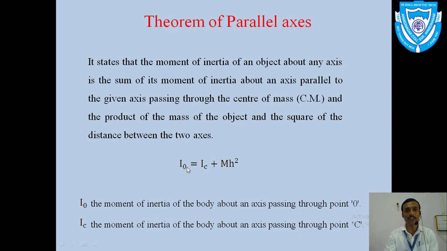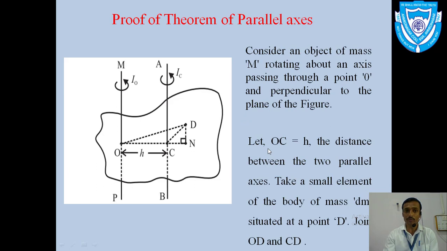IO, moment of inertia of a body about any axis, is equal to the sum of कशाचा सम आहे IC, that is the moment of inertia of the body about the axis passing through its center, and the product of कशाचा प्रोडक्ट आहे तर mass and the square of the perpendicular distance, or the distance between two parallel axes. So let us see the proof for that one.